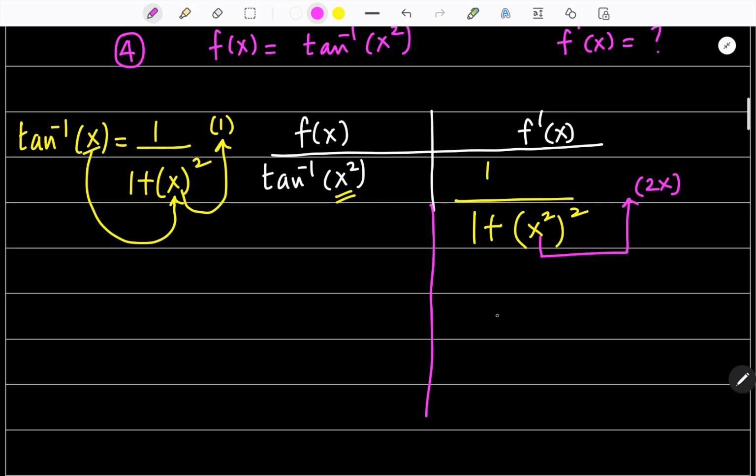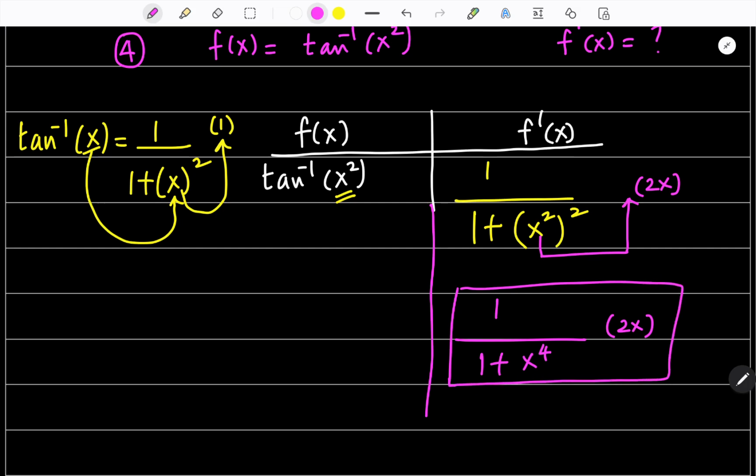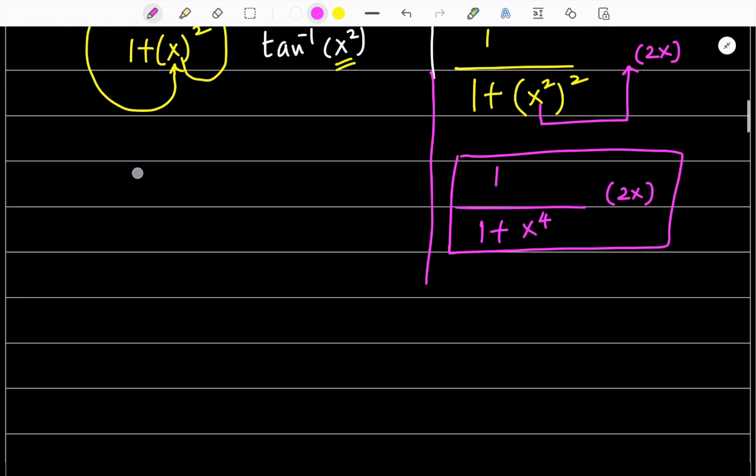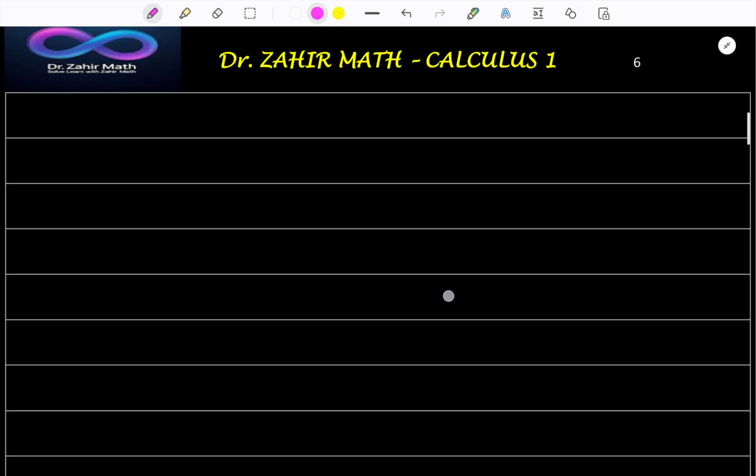So let me simplify. 1 divided by 1 plus x square, the whole square is what? x power 4 times 2x. So this is going to be your answer. Clear? So sine inverse is a question, and tan inverse is a question. Now we are going for question number 15. Right. So we are going for question number 15.